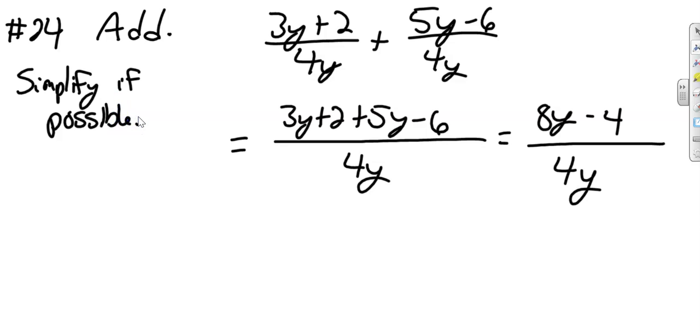Okay, if you look at this one, you've got 8, 4, and 4. Well, you can divide all the numbers by 4 if you want to think about it this way. So on the top part, you can go one more step. With 8y minus 4, you could divide 4 out of both of these. So that would leave you with 2y minus 1.